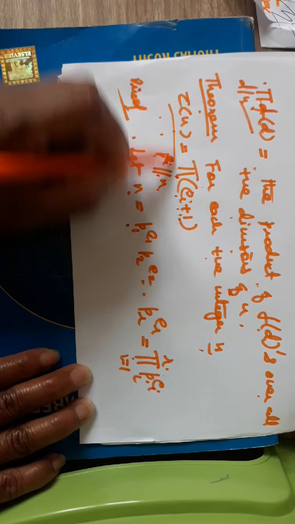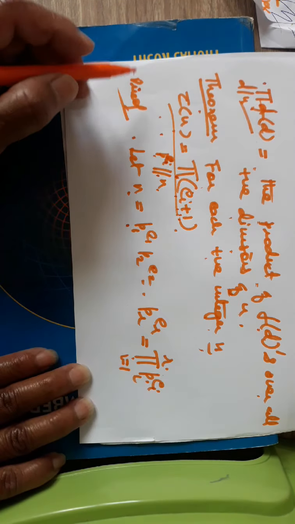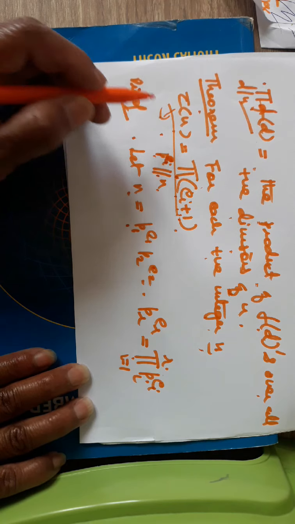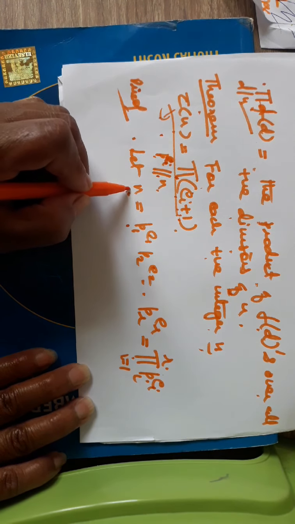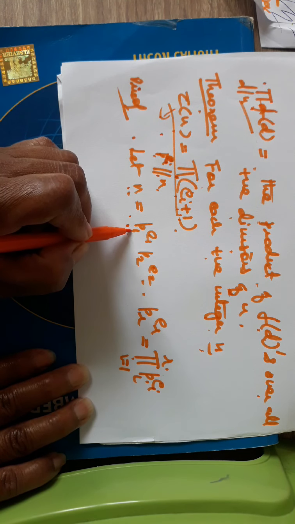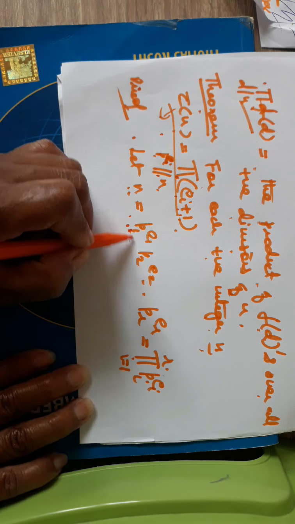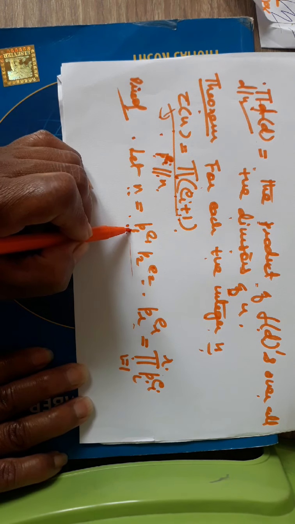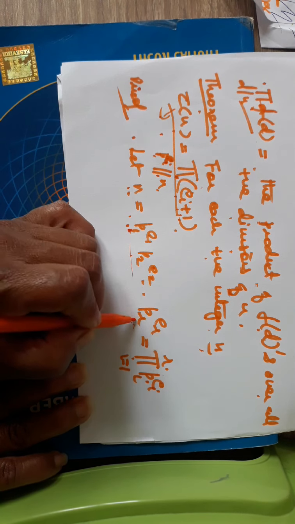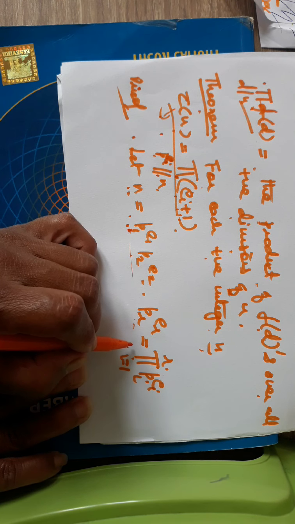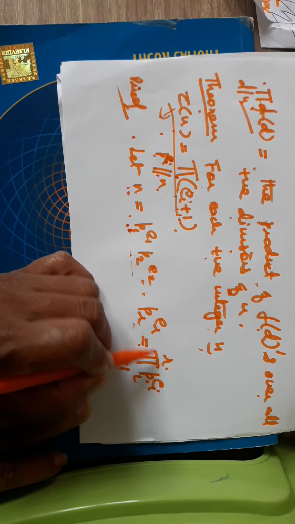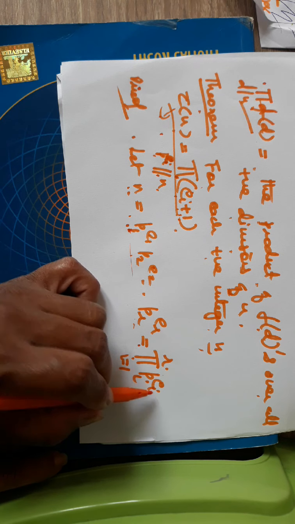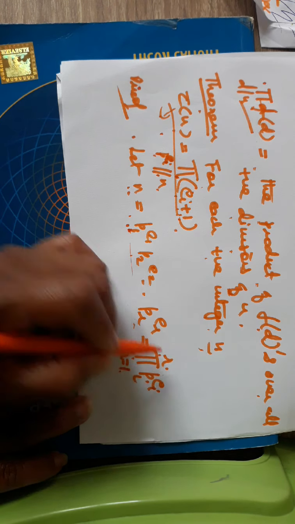So here, how to prove this formula for every positive integer, where tau of n stands for the number of divisors of n. Let n be equal to, because we know that every integer n can be expressed as a product of prime powers, p1 to the power e1, p2 to the power e2, up to pr to the power er, which is the same as the product of pi to the power ei, where i varies from 1 to r.